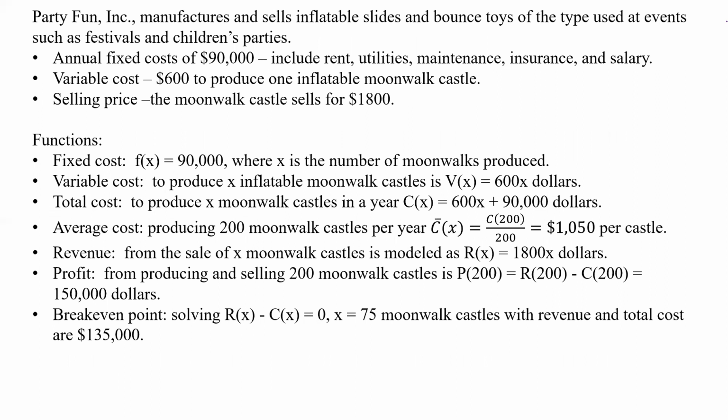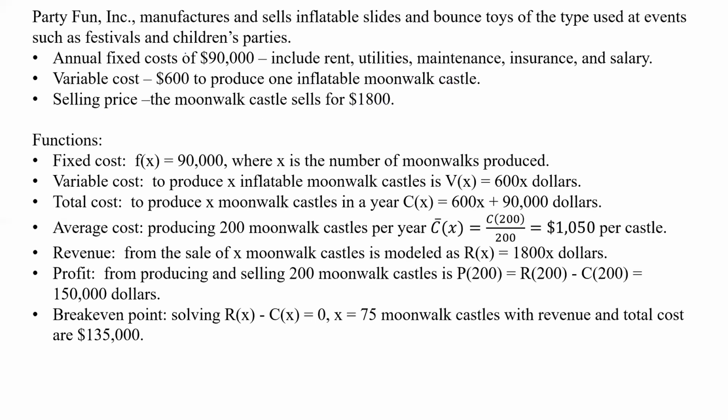So we have this company called Party Fun Inc., and they manufacture and sell inflatable slides and bounce toys of the type used at events such as festivals and children's parties. So they have the fixed cost. The annual fixed cost is $90,000. That includes your rent, your utilities, your maintenance, your insurance, your salaries. And so that is fixed no matter what year it is. Now the variable cost is $600, and that's to produce one inflatable moonwalk castle. So that's all we're worried about now. We're not worried about all these other things. We just are looking at that one moonwalk castle. And then we have the selling price for that moonwalk castle, and that's $1,800.